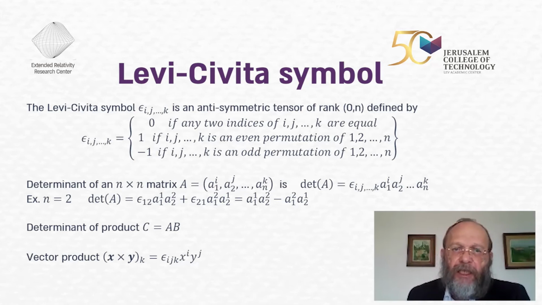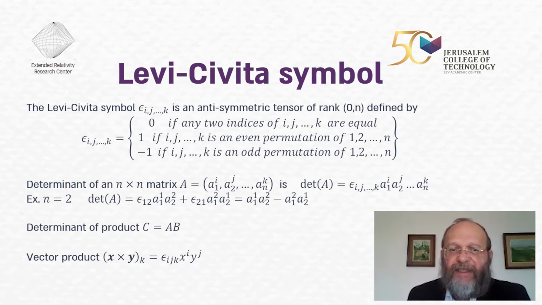It has n indices, exactly as the dimension of the space. If two indices are the same, that means you didn't cover all the indices, it is 0. It is not 0 when you have all the indices as a permutation of the natural order 1 to n. If this permutation is even, it's 1, and if it is odd, it is -1. This tensor has a lot of applications and is very important.